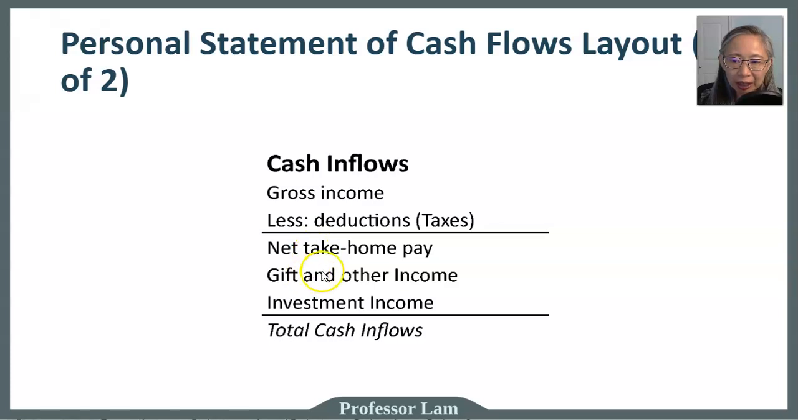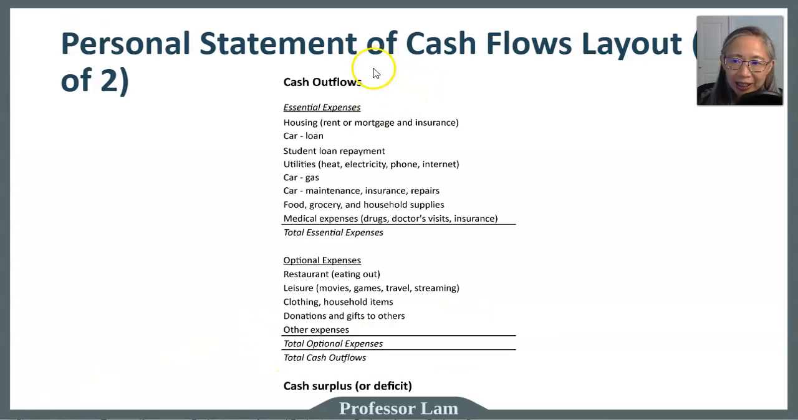Then you have your other income, which includes gifts, scholarships, and so forth, as well as investment income, which may include interest and dividends. When you add up your take-home pay, gifts, and investment income, that gives you your total cash inflows. The next group includes your cash outflows.